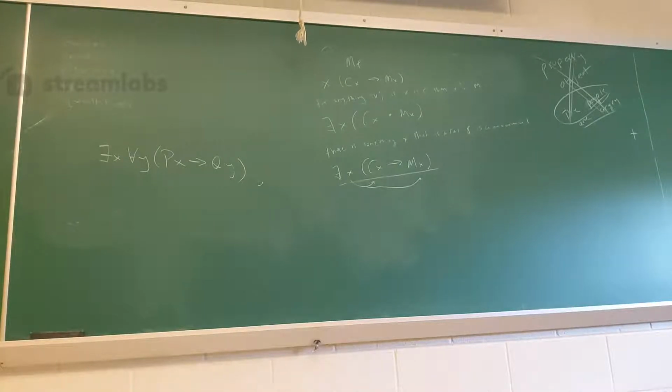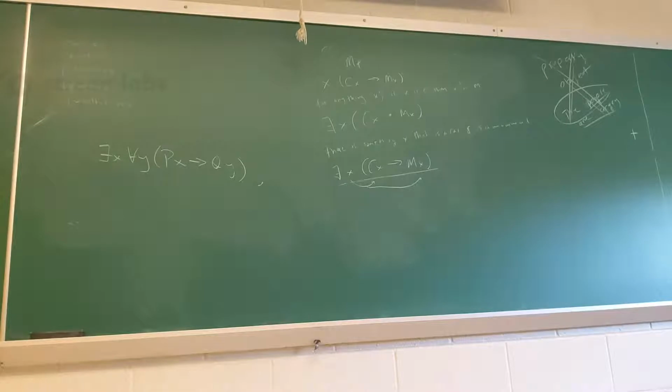There exists an x. There exists an x such that if x has property p, then all y have property q. Is that right? There exists an x, but if x is p, then all y has q. That might be correct in meaning.